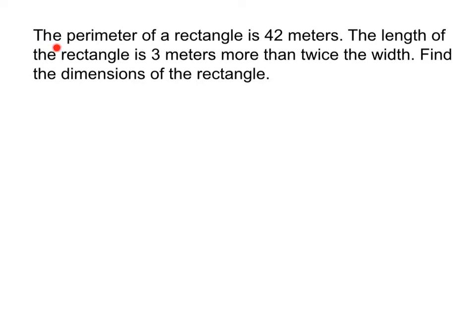So it says the perimeter of a rectangle is 42 meters. The length of the rectangle is 3 meters more than twice the width. Find the dimensions of the rectangle. Now, like we said before, anytime we don't have a shape, we're going to go ahead and draw it. In other words, they give us a scenario here where we've got a shape that's not drawn.